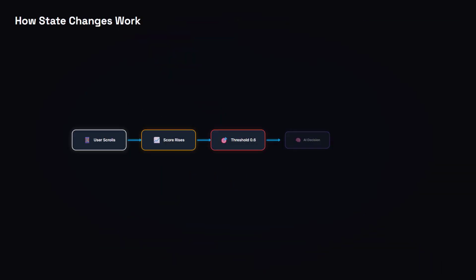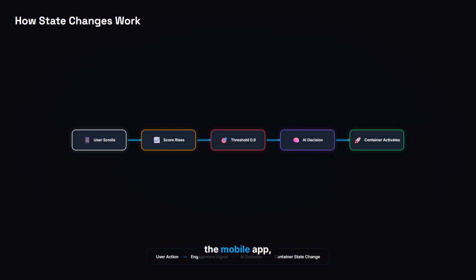Here's how it all connects. When a user scrolls to new content in the mobile app, engagement signals start flowing. The personal score rises as viewing time increases. Once the combined score crosses the 0.6 threshold, the AI decides whether to warm the container proactively, restore it from cache, or cold start it. The activation monitor displays this decision in real time. The orchestration log records the pipeline stages, and the resource chart shifts its hot, warm, and cold allocation percentages accordingly.